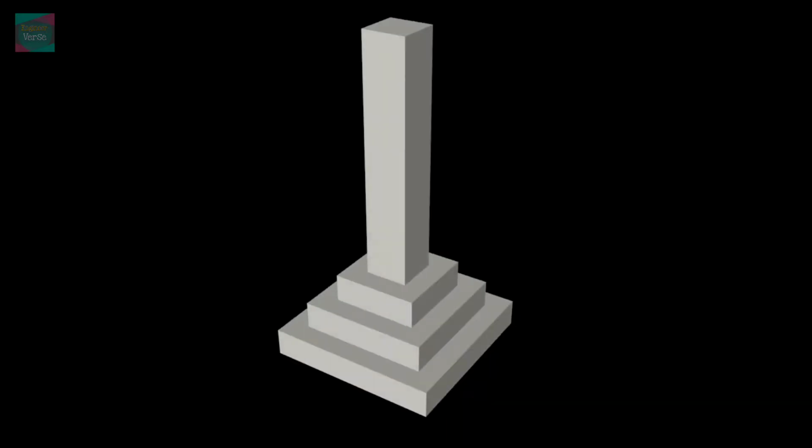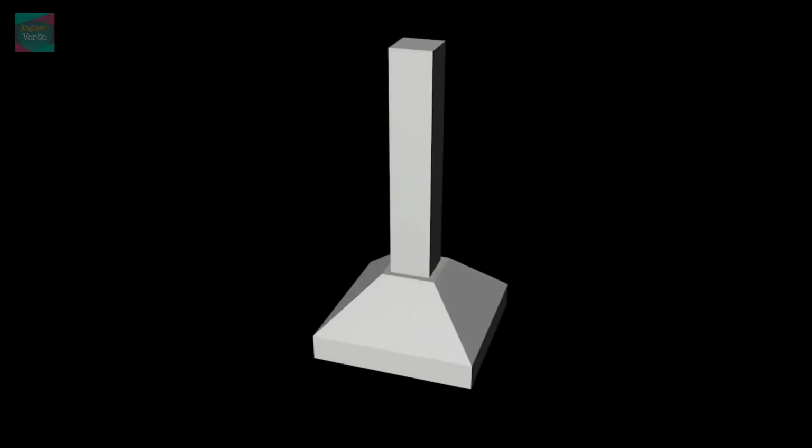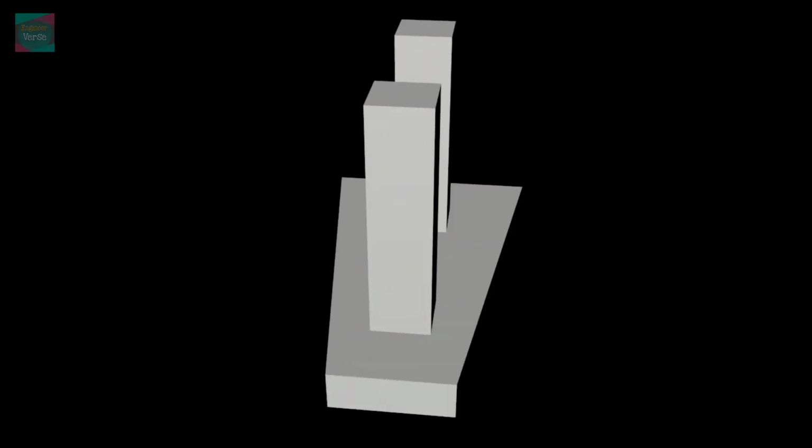In this video, we will see what are the different types of footings used in the construction.